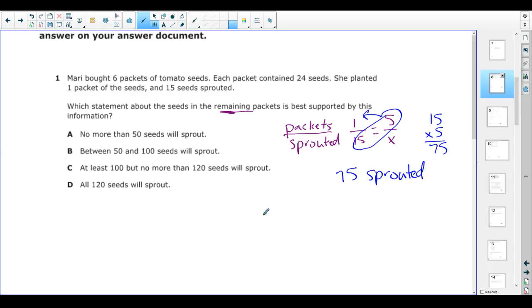And then we look at our answer choices to see which of these answers is most reasonable. No more than 50 is too few. At least 100 is too much. All 120 makes no sense. That just leaves the correct one.